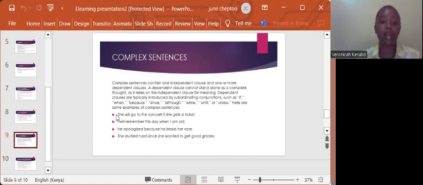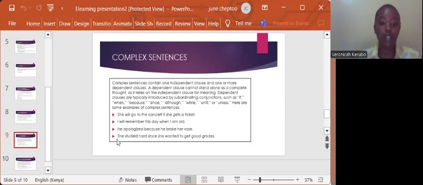Here are some examples of complex sentences. The first one, she will go to the concert if she gets a ticket. Another one, I will remember this day when I'm old. Another one, he apologized because he broke her vase. The last one, she studied hard since she wanted to get good grades.